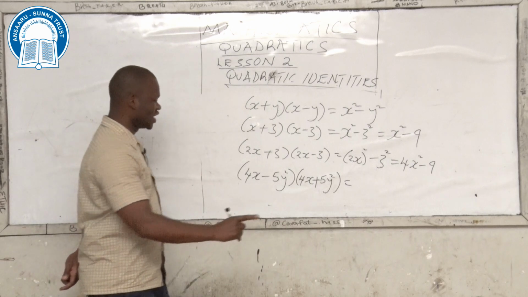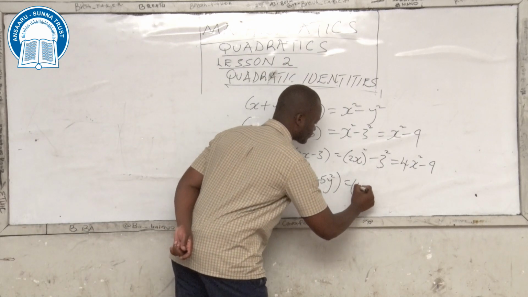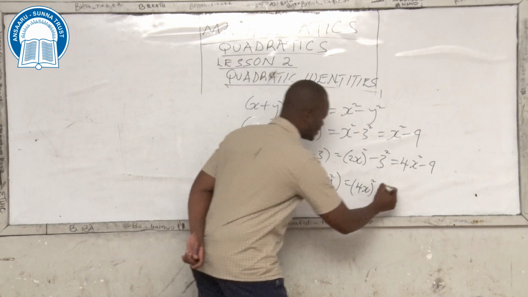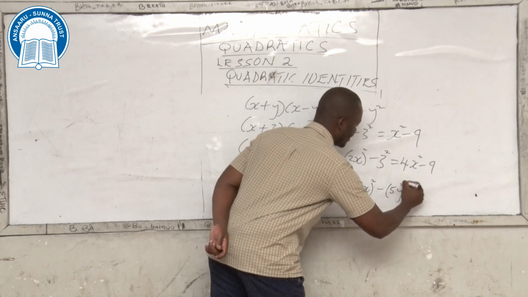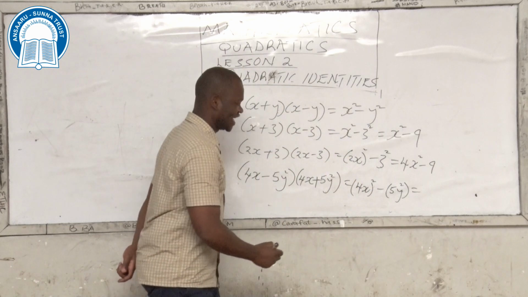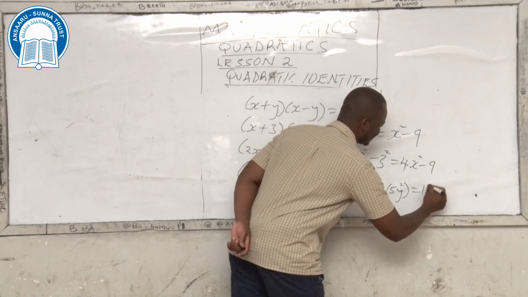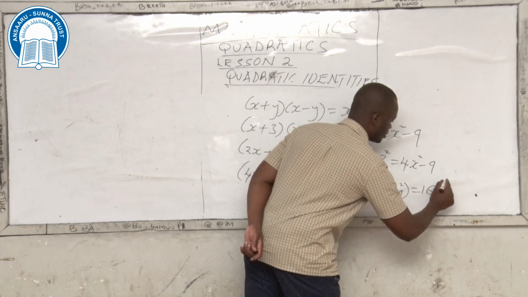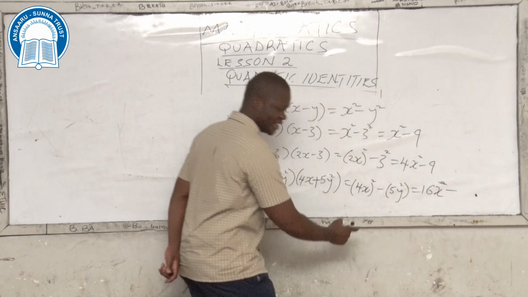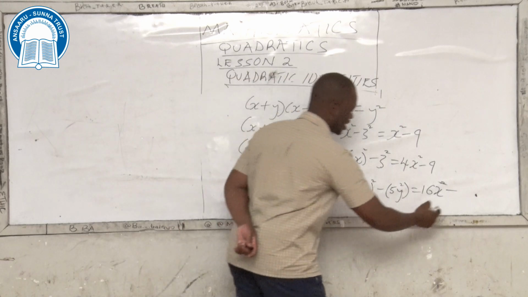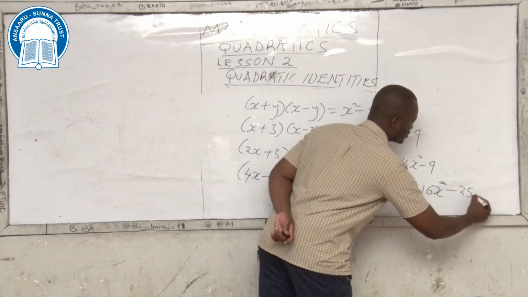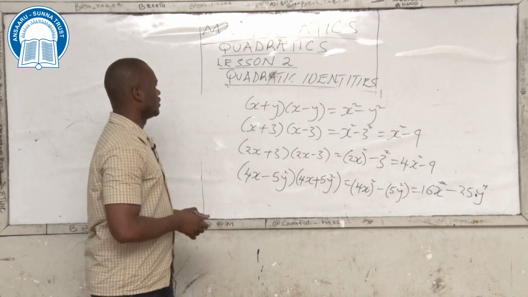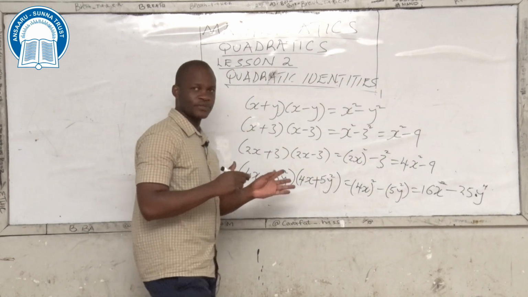So what will you get? We shall get 4x squared minus 5y squared. In the end, we have 16x squared minus the square of 5y squared, which will be 25y power 4. So by that, we come to the end of our lesson.